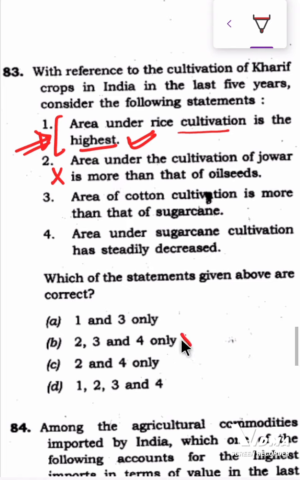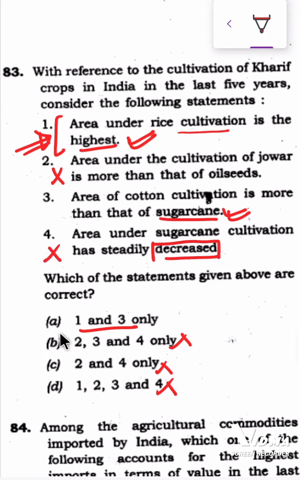We can actually eliminate all the options containing statement 2. Area of cotton cultivation is more than that of sugarcane. It is actually right. Area of cotton cultivation is higher than sugarcane. And statement 4 says area under sugarcane cultivation has steadily decreased. No, it has not steadily decreased actually. So we can eliminate option 4. So options 1 and 3 are the right answers.